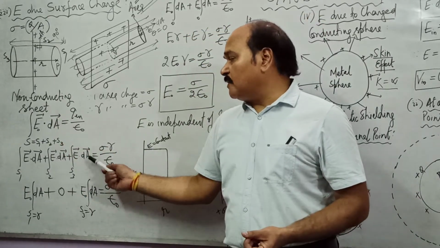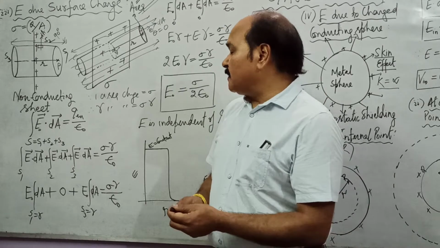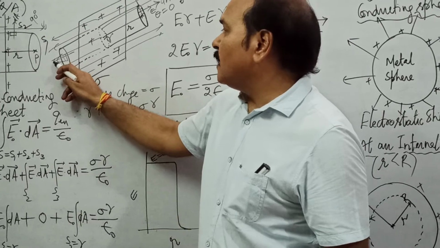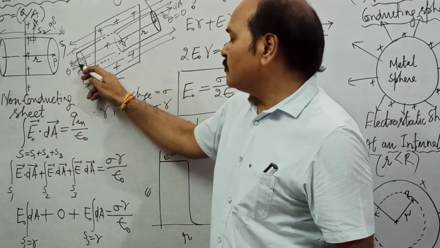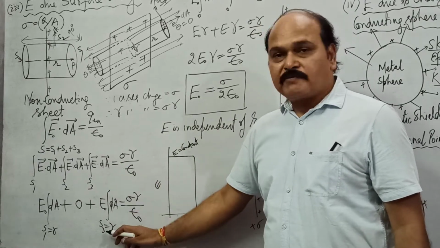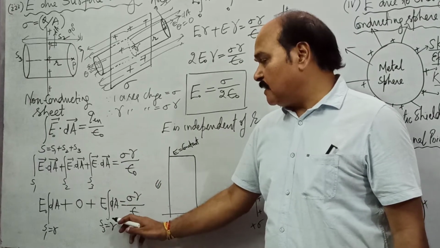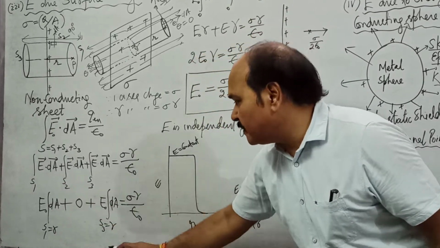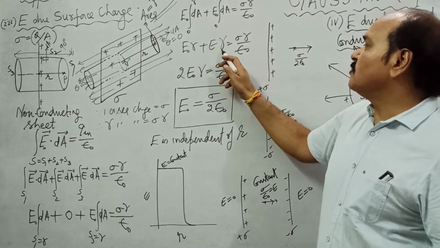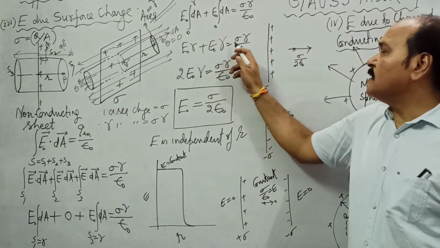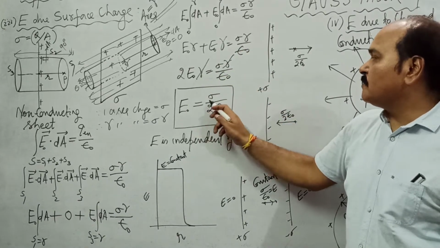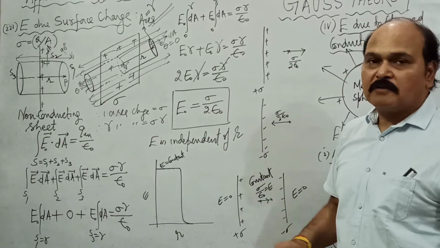What about E dot dA for surface S3? By the same logic, the angle between dA here and electric field is what? 0. So E dot dA is what? E dA cos 0. E is constant, it comes out of the sign of integration, we integrate dA. Now, integration of dA is going to be gamma. Integration of this dA is also going to be gamma. So 2E gamma is equal to sigma gamma upon epsilon naught, and you can see that gamma cancels out. Electric field intensity comes out to be sigma upon 2 epsilon naught.